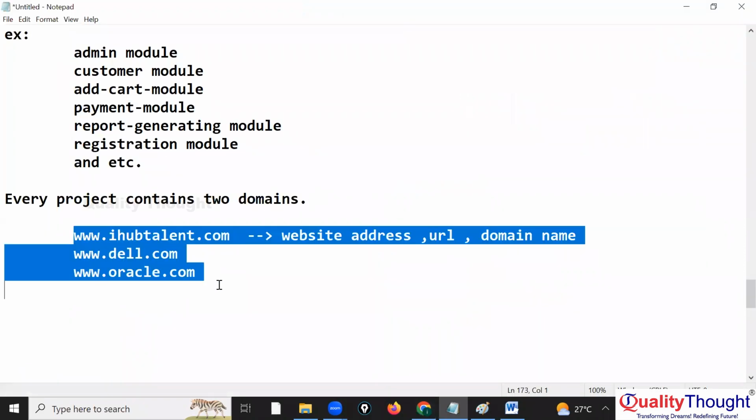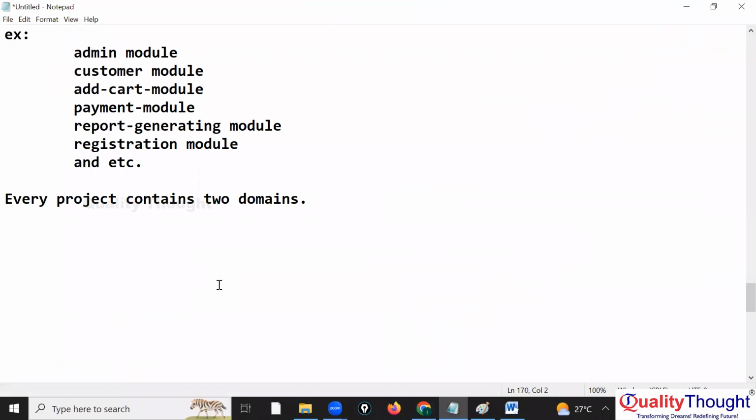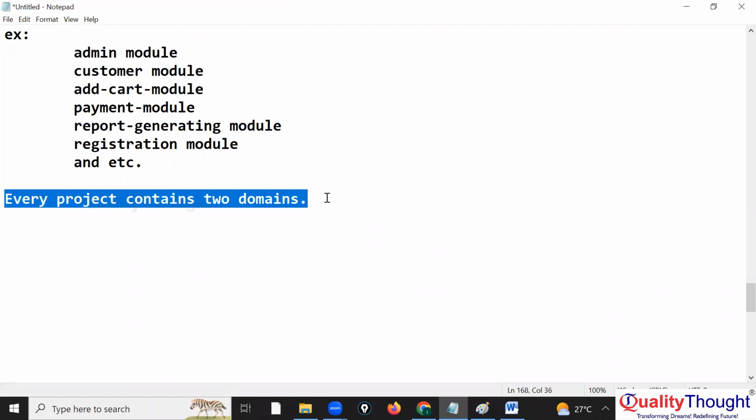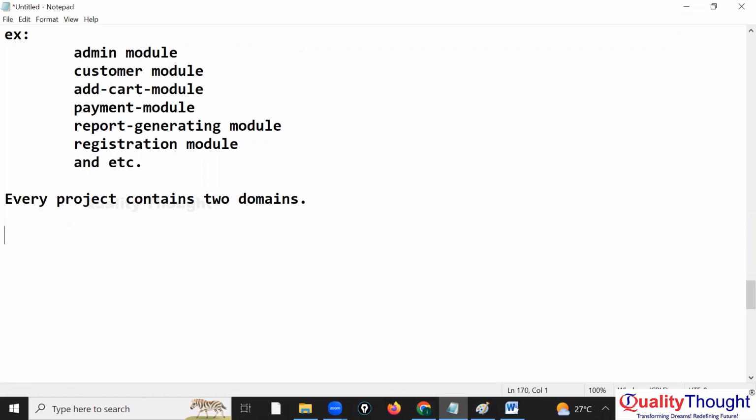But remember, I am not talking about these www domains. I am telling, every project contains two domains. First one I can say technical domain, second one I can say functional domain. So total how many domains do we have? Two domains. What are those? Technical domain and functional domain.